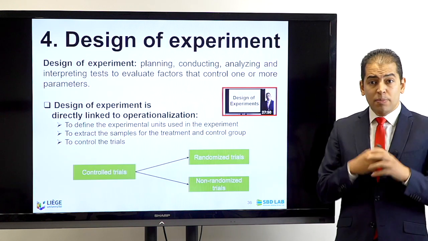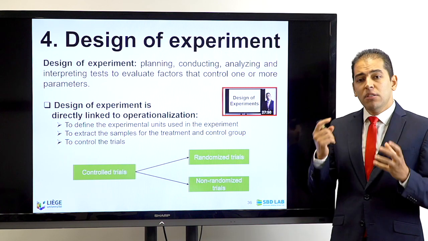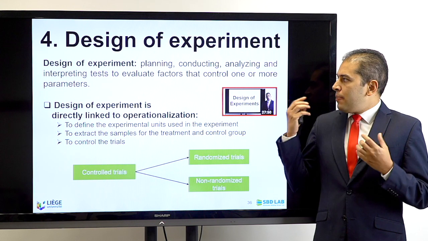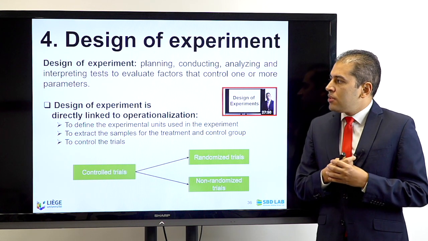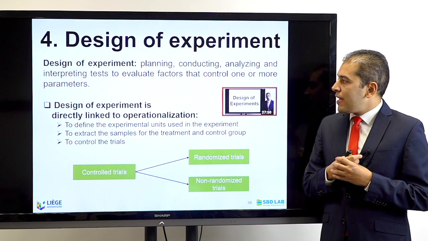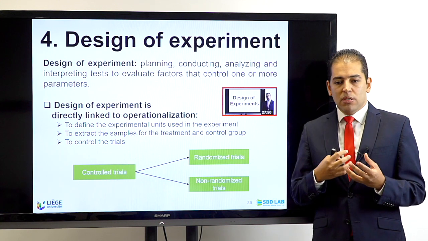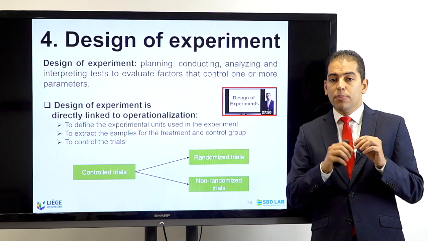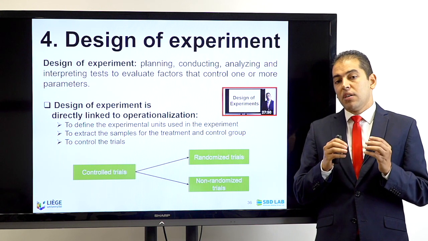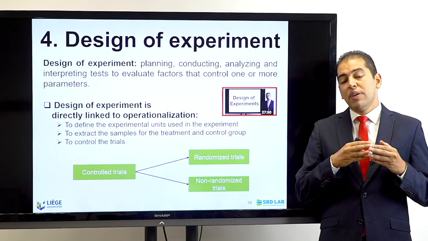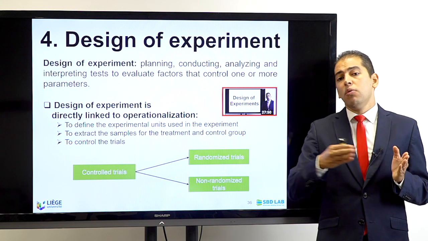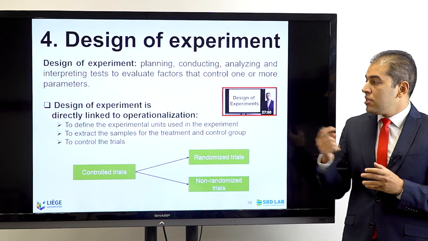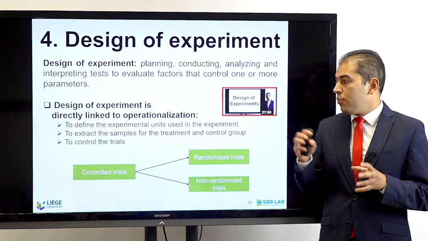Number 4, as preparation for my experiment, I need to conduct the design of experiment. What is design of experiment? Well, it is the planning, conducting, analyzing, and interpreting the tests to evaluate factors that control one or more parameters. And design of experiment is very effective because it allows you to define the most important variables that you will test. Otherwise, you might have a very tedious approach by testing all variables with their intervals, with their different ranges of intervals. So design of experiment is directly linked to operationalizing.